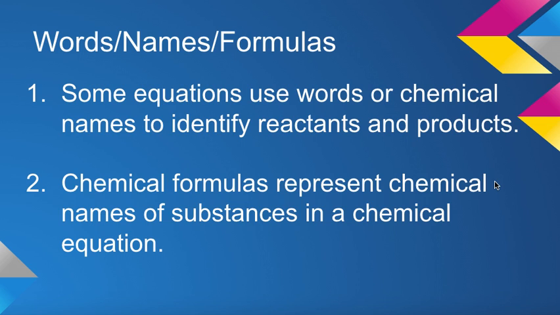Using words, names, and formulas. One way you can describe a chemical reaction is with an equation that uses words to name the reactants and products. The reactants are listed on the left side of the arrow, separated from each other by a plus sign.